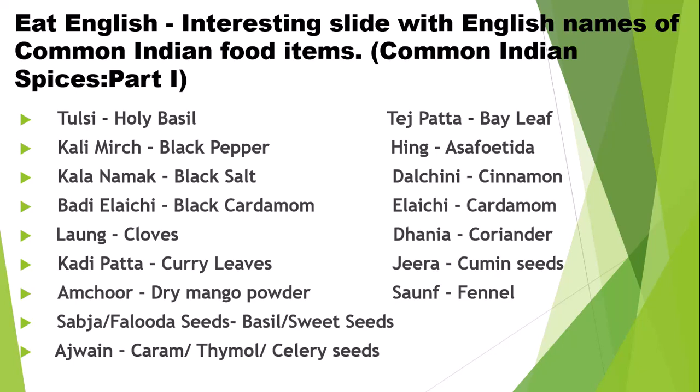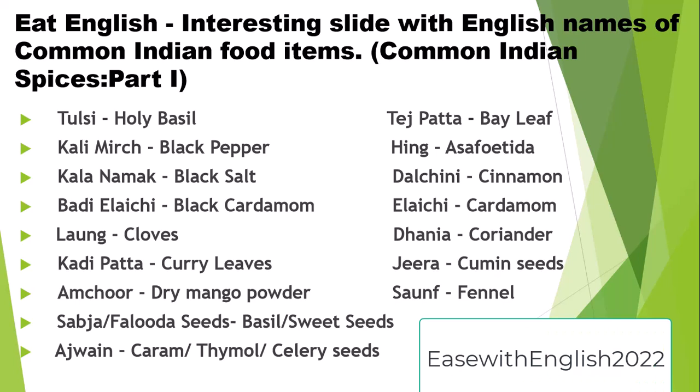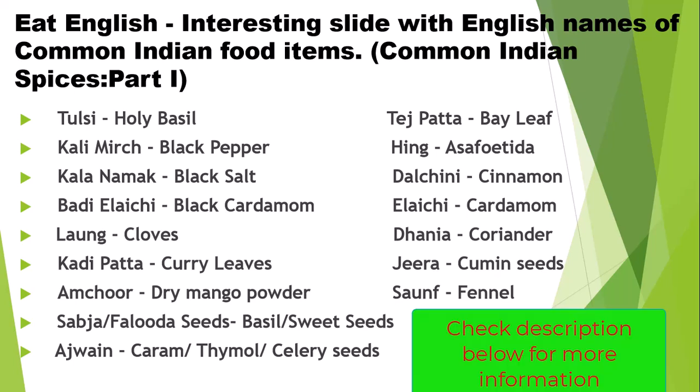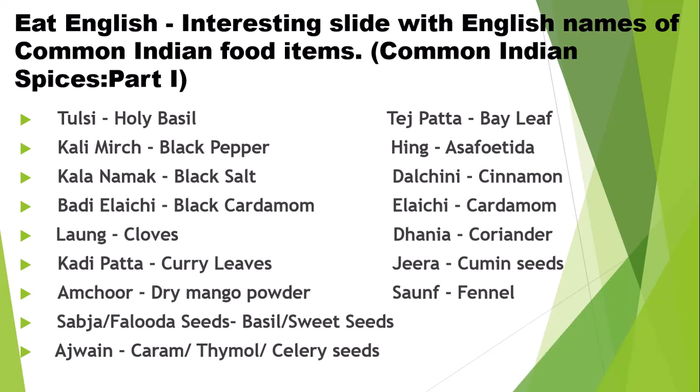Hing, asafoetida, dalchini, cinnamon, elaichi, that is cardamom, that green small elaichi which comes, okay. Dhania, it is coriander. Basically, when we are talking about dhania powder, it is coriander powder. But when we are talking about the leaves of dhania, that is called coriander leaves or parsley. Okay. Then zira is called cumin seeds. Sauf is fennel. Okay. When we are talking about these names, please pay attention to the pronunciation, okay?